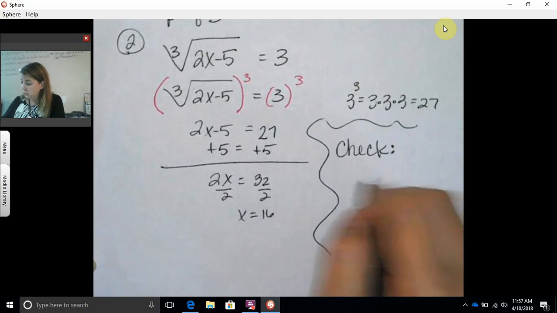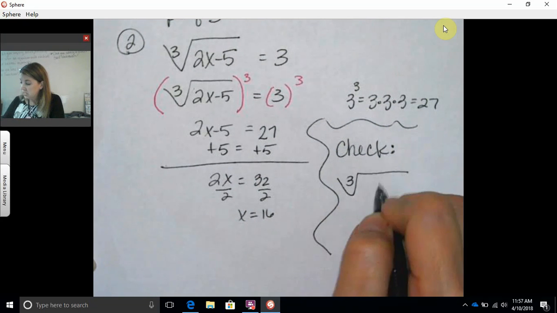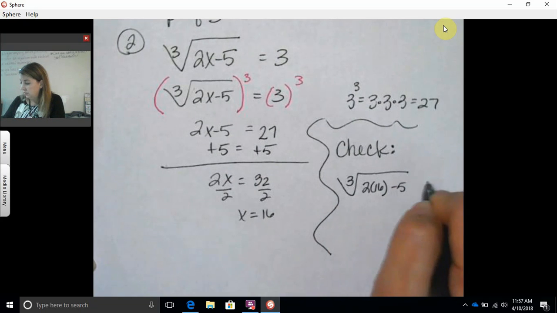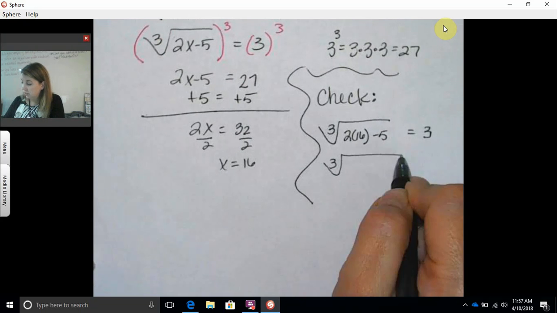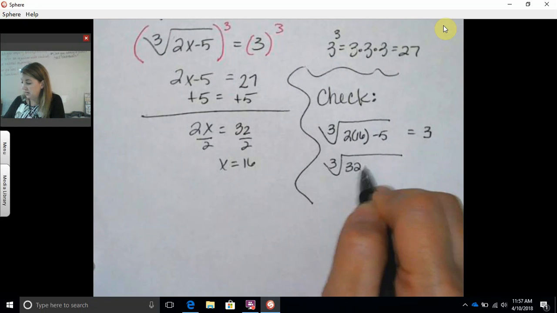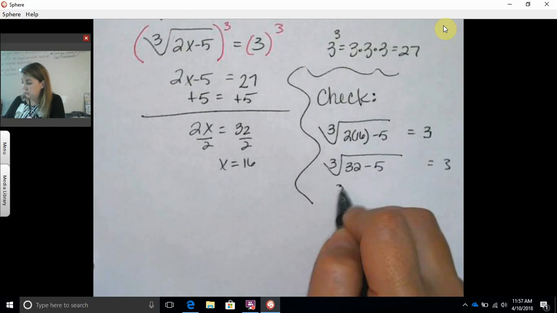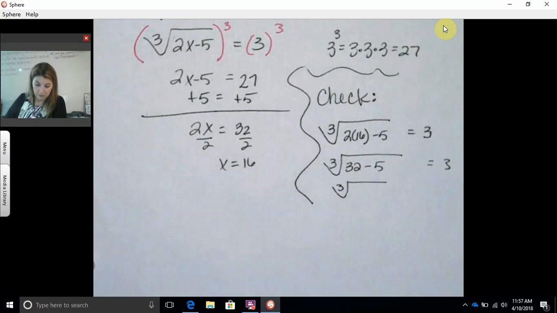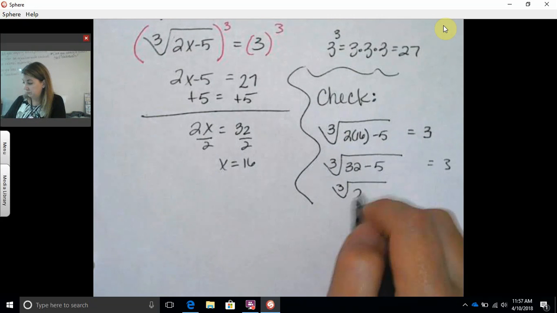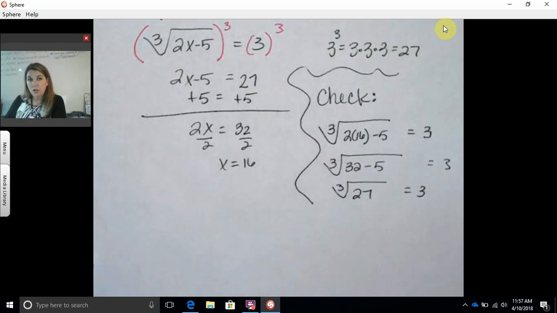Okay, just let me check this real quick. So instead of 2x minus 5, I'll do 2 times 16 minus 5. So what's 2 times 16? 32 minus 5 equals 3. So the cubed root of, what's 32 minus 5? 27 equals 3. What do you think the cubed root of 27 is?